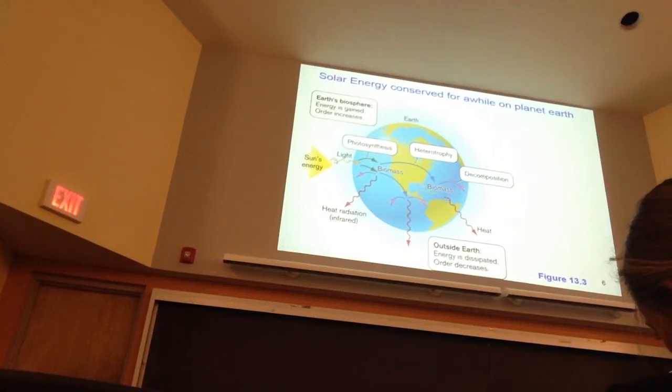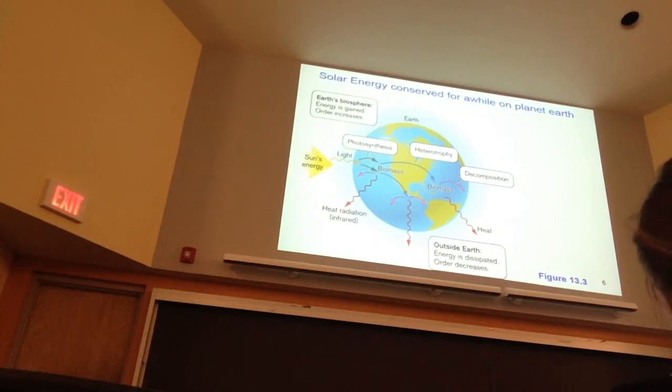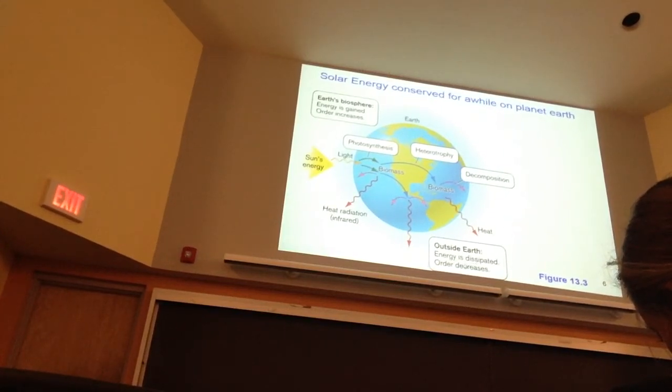But in terms of taking energy and converting it to biomass and structure, through reactions like photosynthesis and heterotrophy, bringing order out of what is fairly chaotic outside of the Earth's atmosphere. And so, I don't know, it's just a reasonable analogy. And then outside of the Earth, the energy is dissipated again, and order decreases.